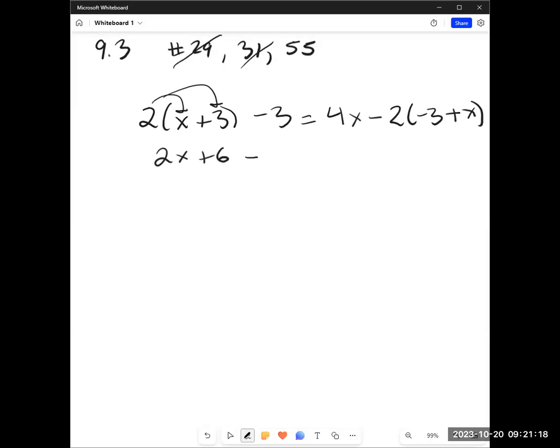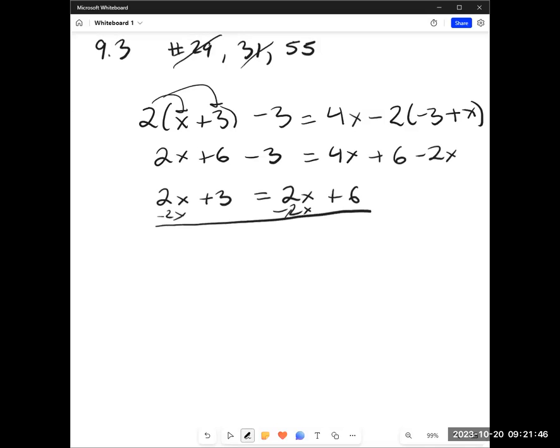2x plus 6 minus 3 equals 4x, and distribute this negative 2. It's going to be a positive 6 and a negative 2x. This makes 2x plus 3. 4x minus 2x is 2x, plus I see 6. I see that my x's are going to subtract off and leave me with a contradiction that says 3 equals 6. That's false. There's no solution.